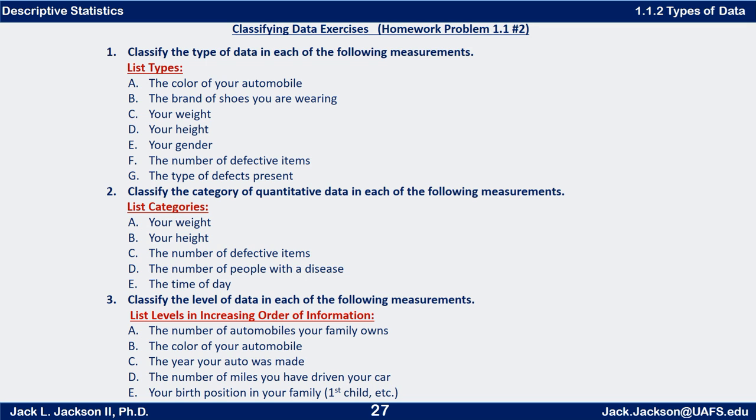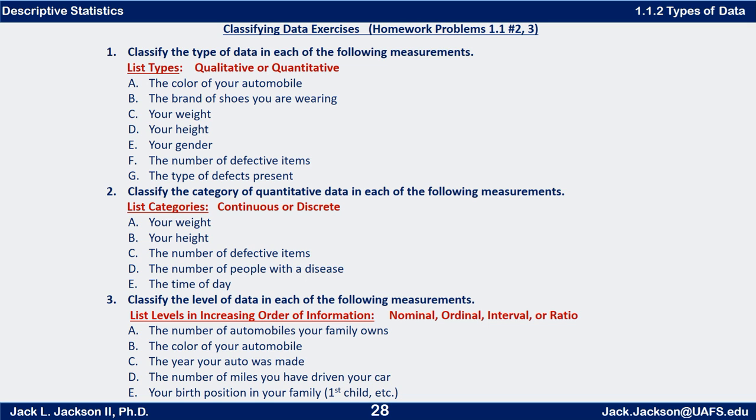Okay, so we're supposed to do these 3 things. The two types of data are qualitative and quantitative. The categories would be either continuous or discrete. If it's quantitative data, it's either continuous or discrete. And the four levels of data in increasing order of information are nominal, ordinal, interval, ratio, in that order. So nominal has the least amount of information, categories only, whereas ratio has the most.